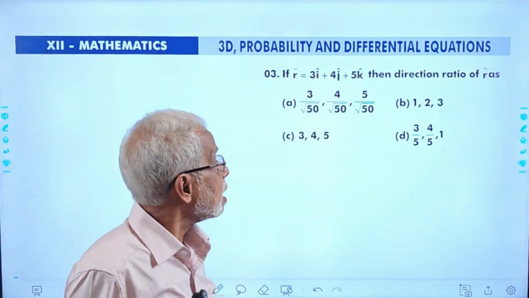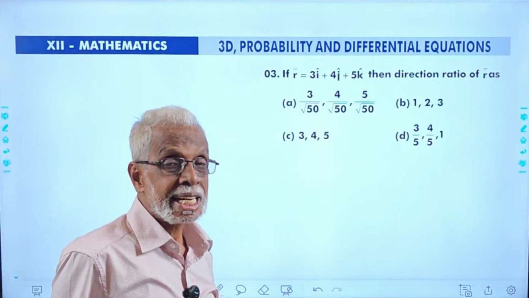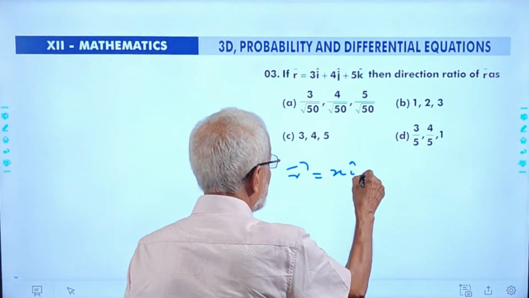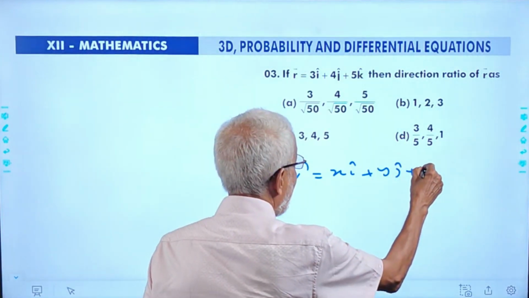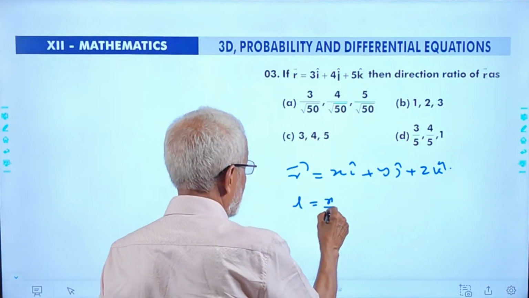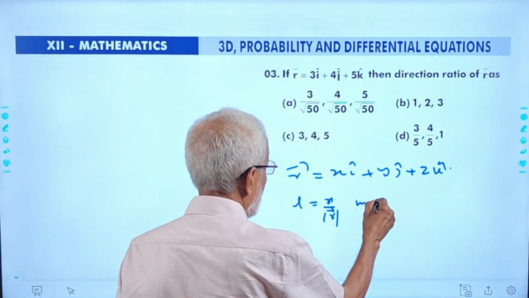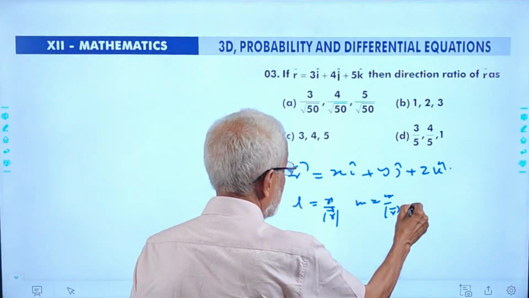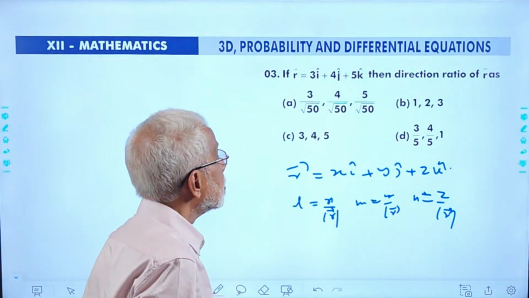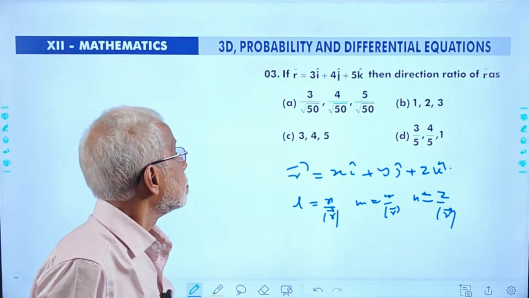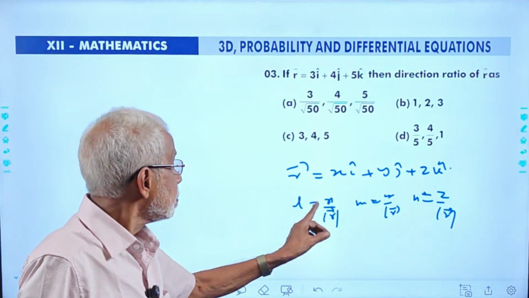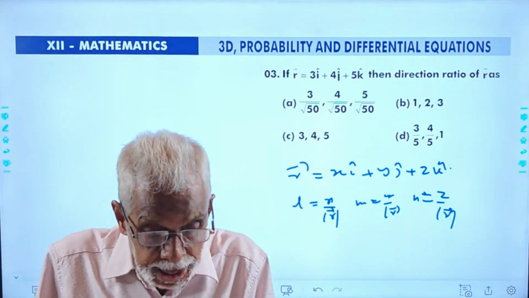R is equal to 3i plus 4j plus 5k. Then we have to find the direction ratios. Look, if the R vector is equal to xi plus yj plus zk, then l is equal to x by modulus r, m is equal to y by modulus r, n is equal to z by modulus r. We get the direction ratios, and the correct choice is choice A.